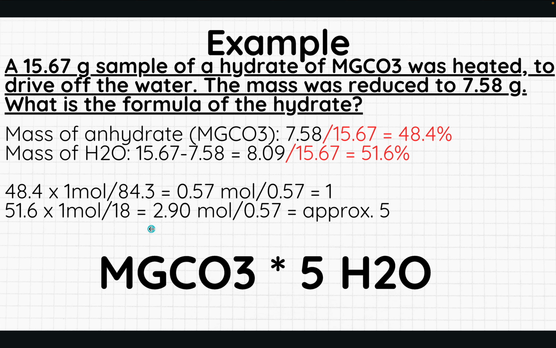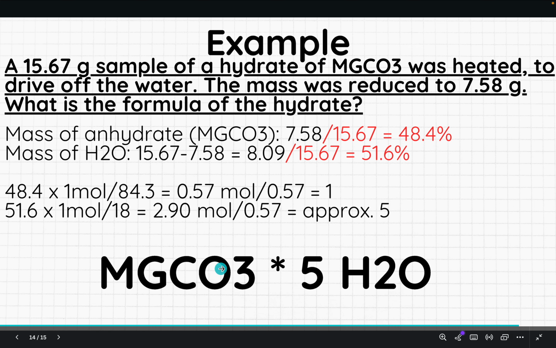So the way we write a hydrate formula is like this. We put the anhydrate, a multiplication symbol, and the number of waters here. In this case, 5 H2O.